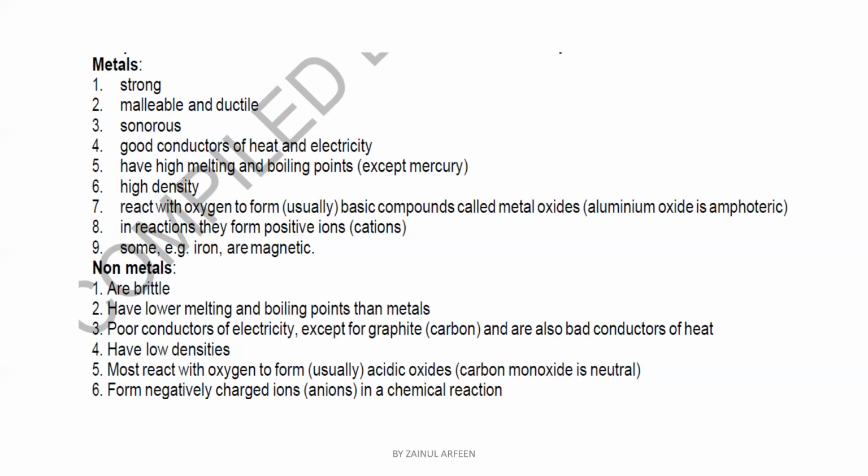They have high density. In the last session we discussed the concept of density. Density means how many particles, or amount of matter, are in a unit volume. So when we say metals have high density, it means that metals have more particles in a unit space compared to non-metals. They can react with oxygen and form a basic oxide or metal oxide. That type of oxide we will discuss later.